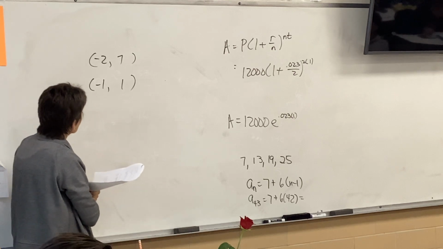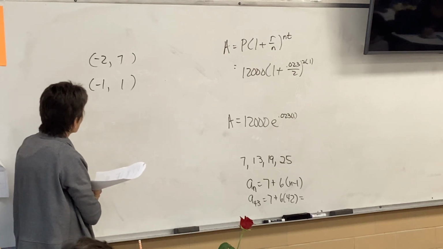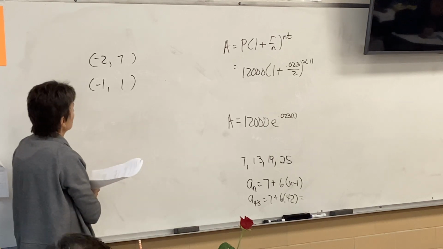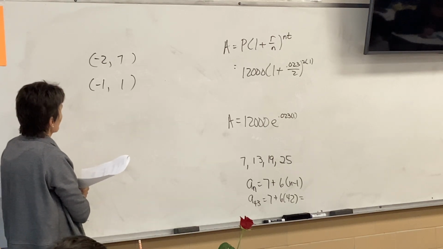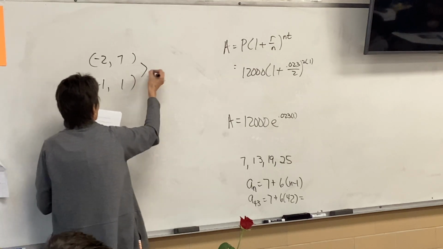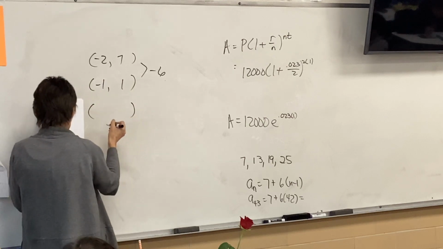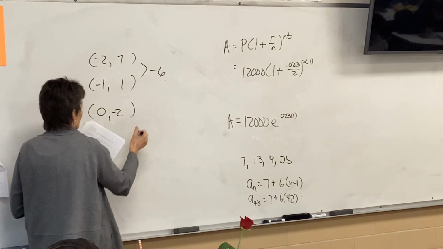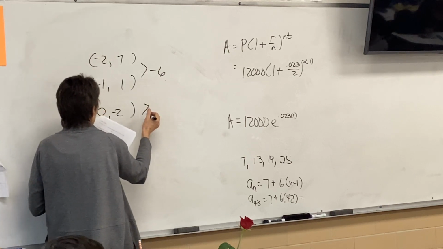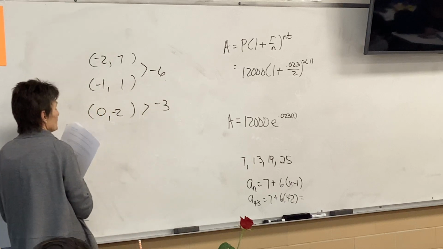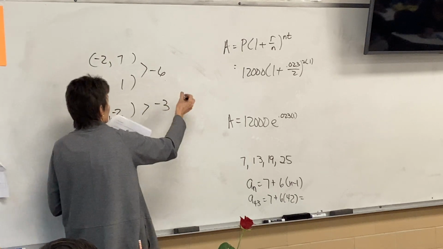I found the slope for that, or rate of change for that. Okay, slope is kind of not a good word to use there, but yeah. And then I found that was -6. Okay. And then you have 0, -2. Yep, and then I also used that -1 point again, and that slope was -3. Okay. And then I found out that the rate of change was changing by a half.